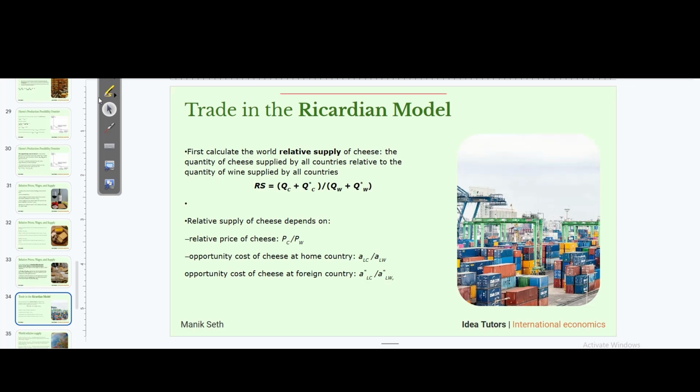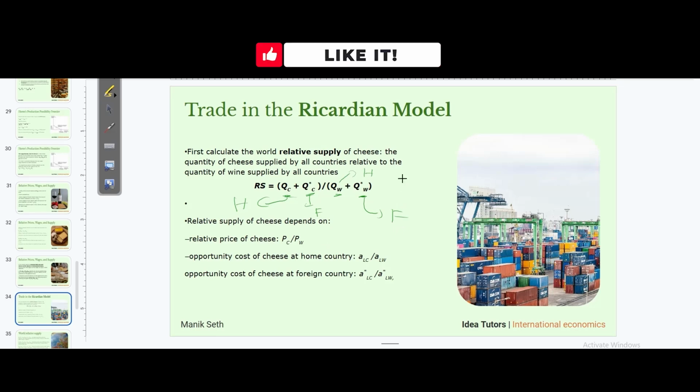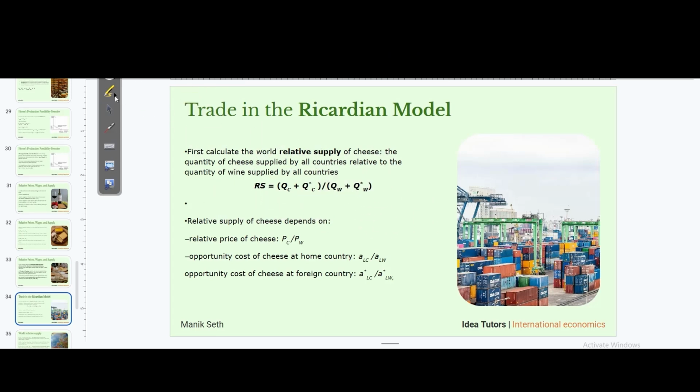Then if there is trade, now the economy is open. Now there is a home country and a foreign country. So we have production of cheese at home, production of cheese in the foreign country, production of wine at home, and production of wine in the foreign country. The quantity of cheese produced in the home country is denoted by QC, and in the foreign country by Q star C. Similarly, for wine, the quantity produced in the home country is QW, and in the foreign country Q star W. So first we need to calculate the world relative supply of cheese.